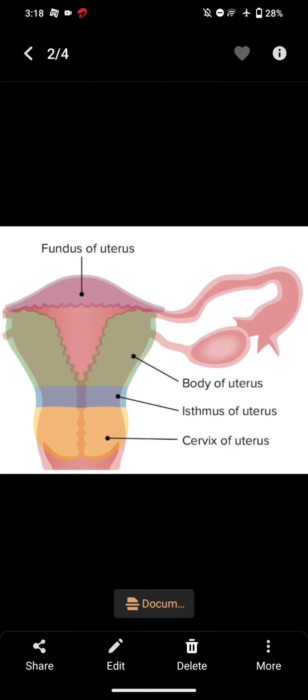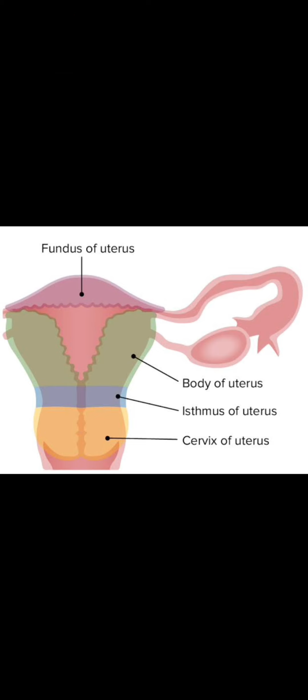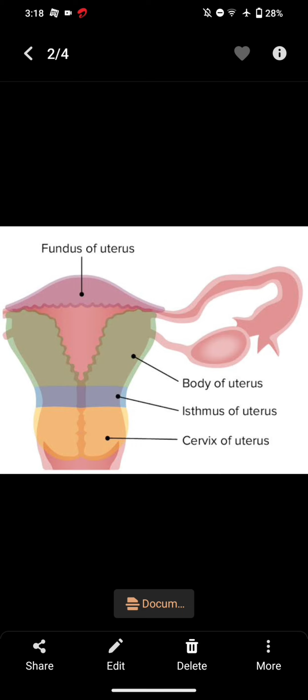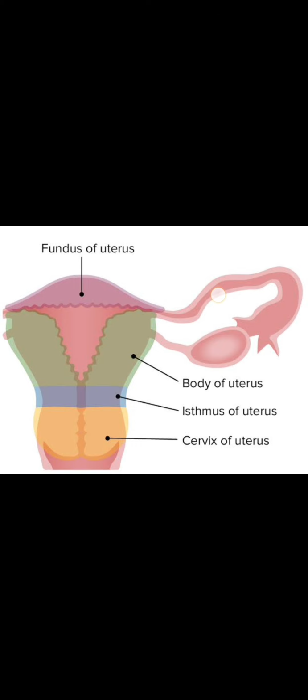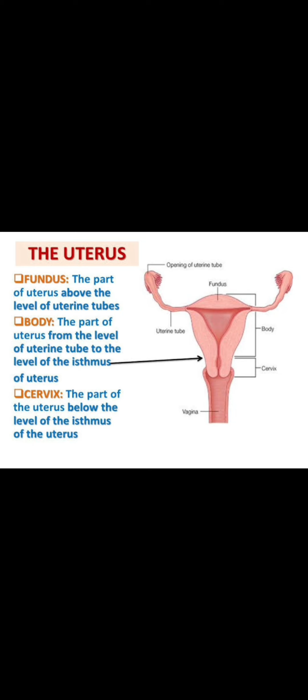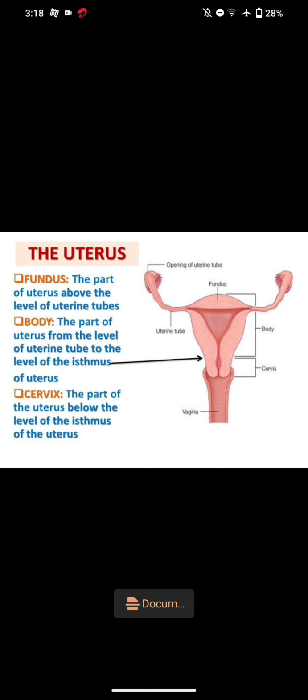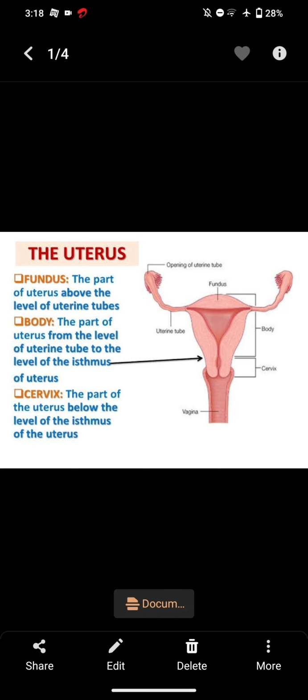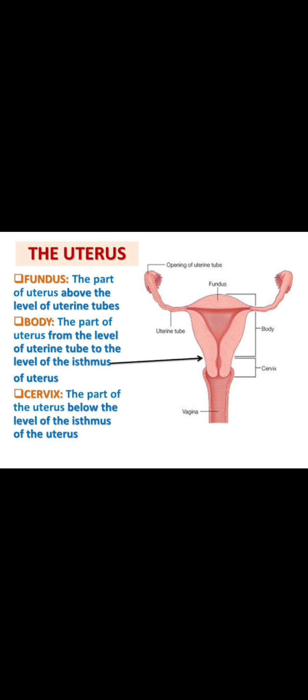Now let's study the parts of the uterus. There are four parts in the uterus: the fundus, the body, isthmus, and cervix. First, this is the uterine tube. This fallopian tube is also called the uterine tube. The fundus is the part of the uterus above the level of the uterine tubes, or fallopian tubes.